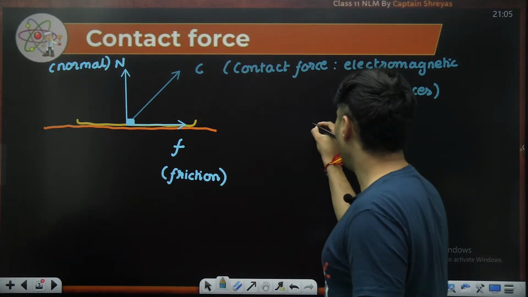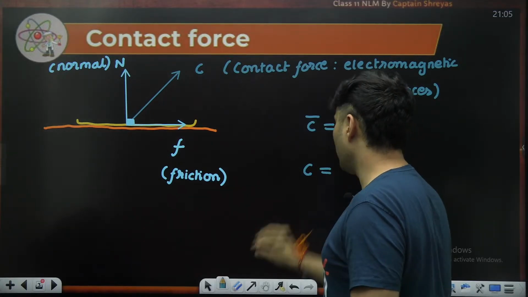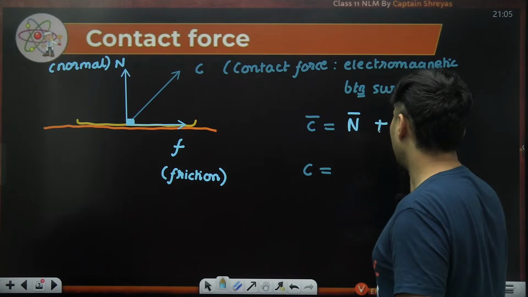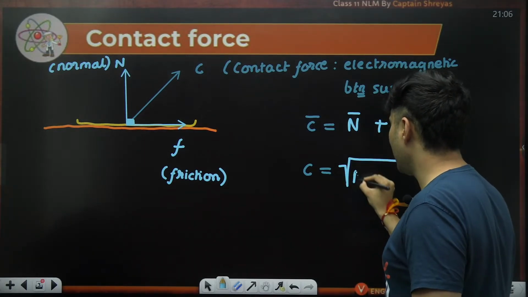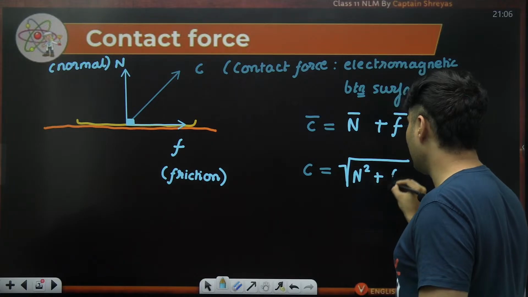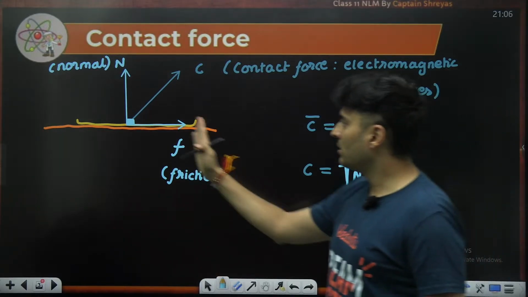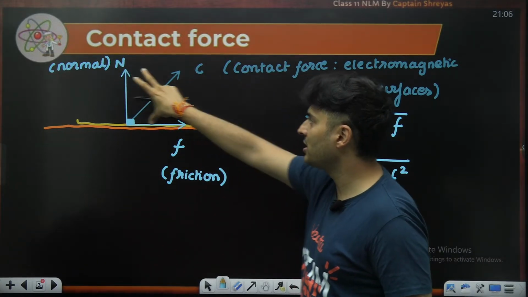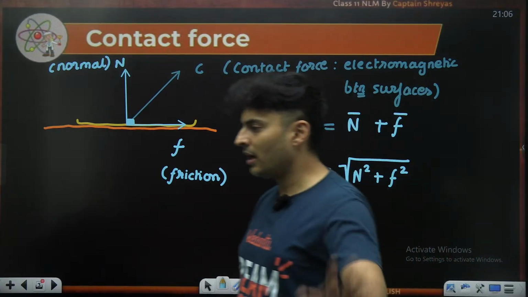Of course, the contact force, vector-wise, can be split into normal and friction, parallel and perpendicular. Magnitude-wise, using Pythagoras, it is the square root of N squared plus F squared, which is the hypotenuse. You can just slide it over here and you can see a beautiful right angle triangle. Everybody fine till this point?